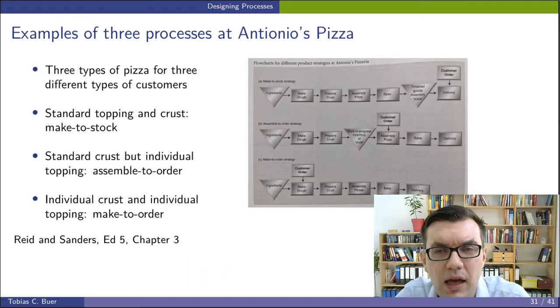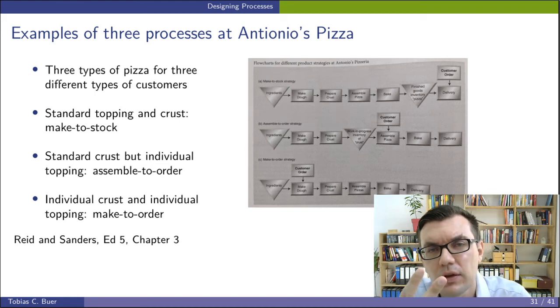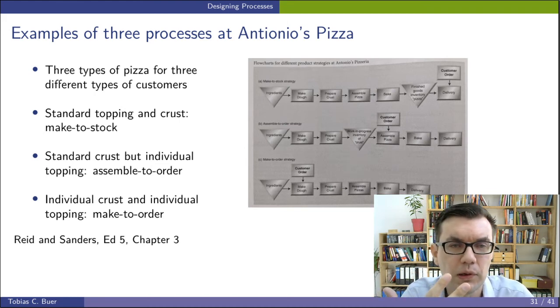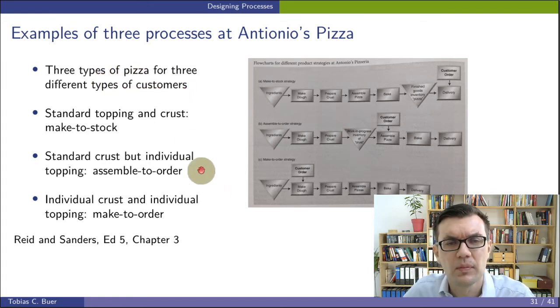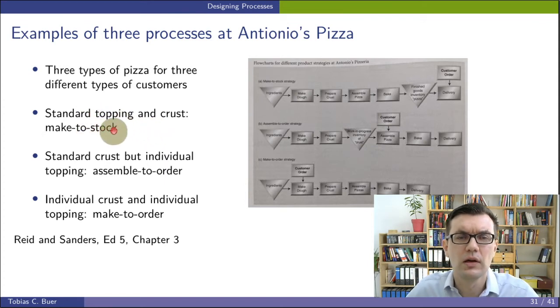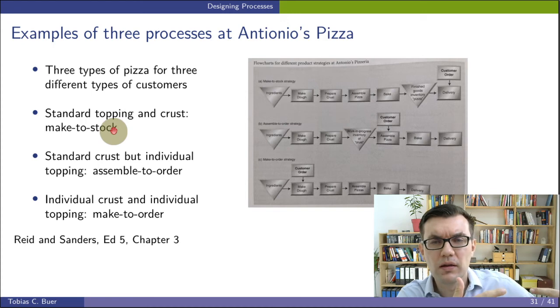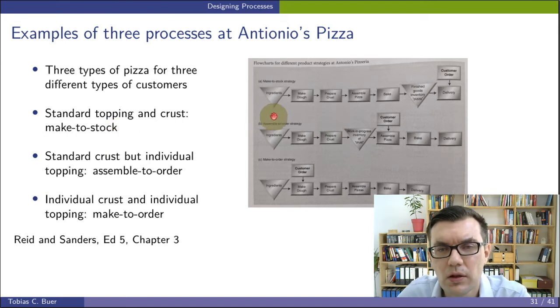Now let's look at Antonio's pizza and let's have a look at 3 different examples of processes. So Antonio is producing 3 different types of pizzas to address the needs of 3 different types of customers. The first type of pizza is just the standard topping and the standard crust. Antonio makes his pizza to stock, so Antonio is producing the pizza before there are any orders from his customers. This is shown in step number A.